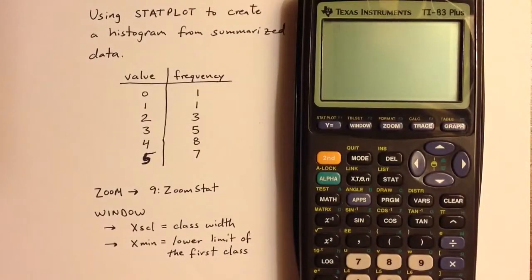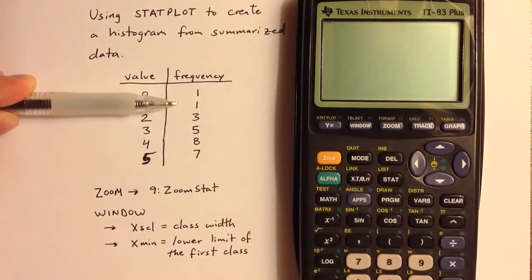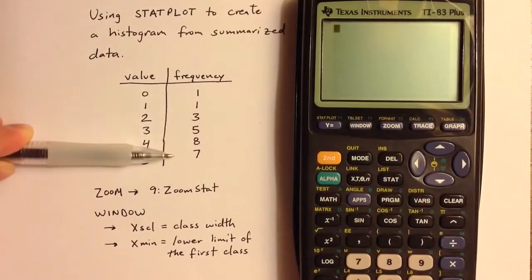Let's take a look at how we can create a histogram from summarized data. So suppose I have some values for data, 0, 1, up through 5 are the possible values that we've seen, and the frequency for each value is given in the other side of the table.